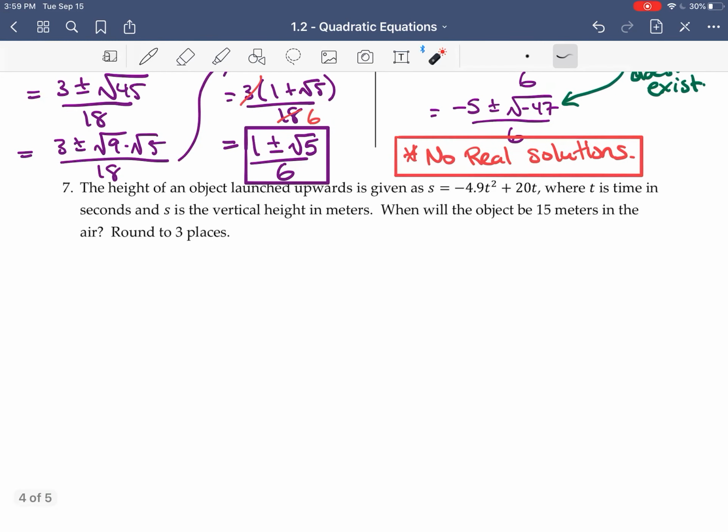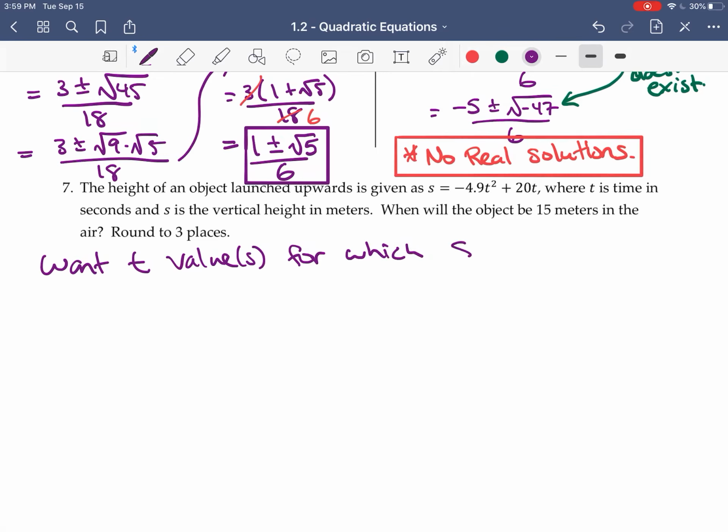So the height of an object that's launched upwards is given by this equation. Okay, so S equals negative 4.9 t squared plus 20t. T is the time in seconds, and S is the vertical height in meters. So we want to know when the object is 15 meters high. So that means that we want the t value, or values, for which the S value is equal to 15. Okay, so that means we can just plug in 15 for S and then solve for t. So 15 equals negative 4.9 t squared plus 20t.